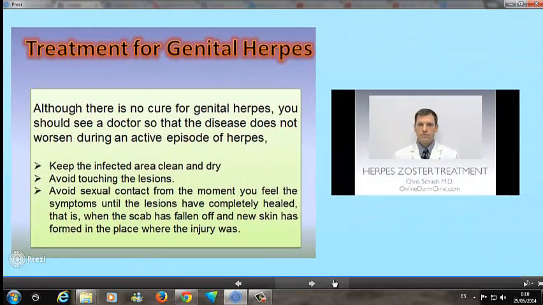Treatment for genital herpes. Although there is no cure for genital herpes, you should see a doctor so that the disease does not worsen during a peak episode of herpes. Keep the infected area clean and dry. Avoid touching the lesions. Avoid sexual contact from the moment you feel the symptoms until the lesion has completely healed, that is, when the scab has fallen off and new skin has formed in the place where the injury was.